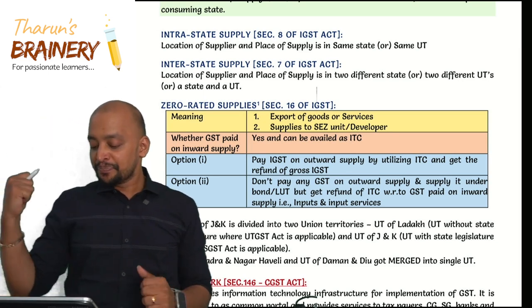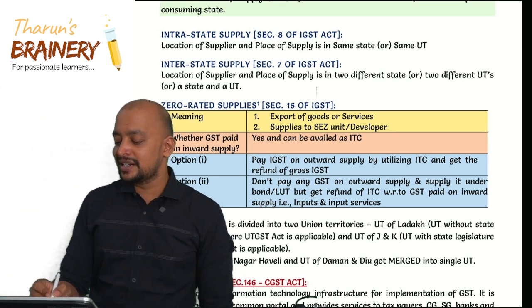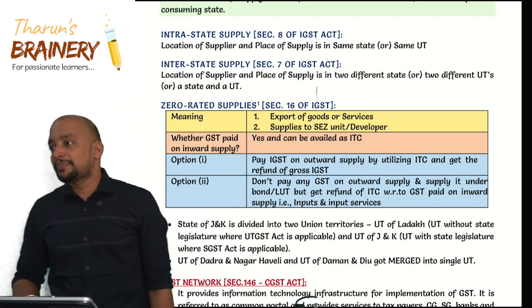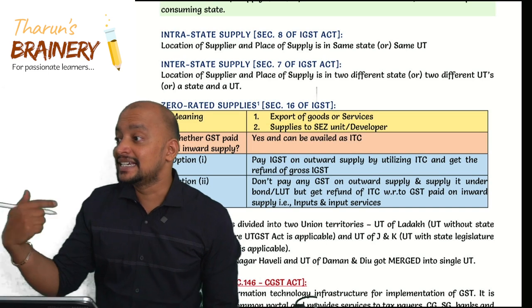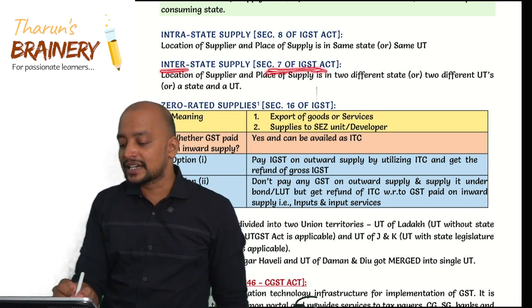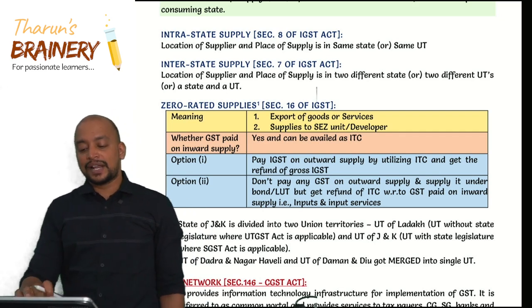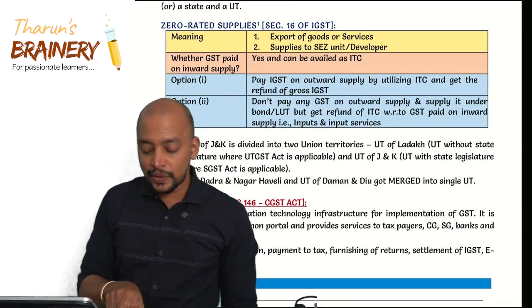Okay, then. So that's why you need to remember now at present section 7 of IGST Act deals with what? Intrastate supply or interstate supply? Inter. First inter. Section 7 is inter. Section 8 is intra. And zero rated supplies, we have one concept. What are zero rated supplies?